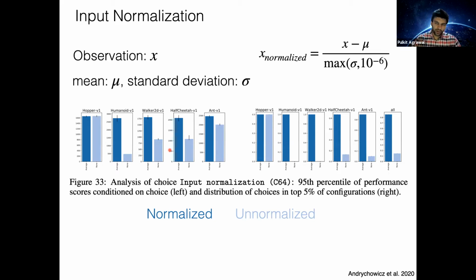So when I said the difference between TRPO and PPO goes away because of code level optimizations, this is exactly the kind of thing I was referring to, which is these choices. I mean, do I normalize my observations or not? Or how do I normalize it? How do I normalize my reward function? So on and so forth.